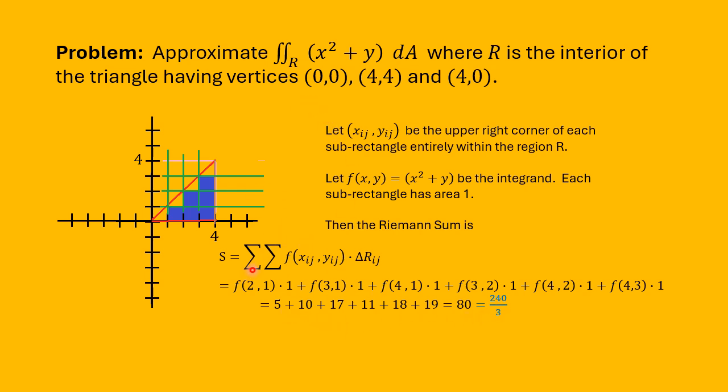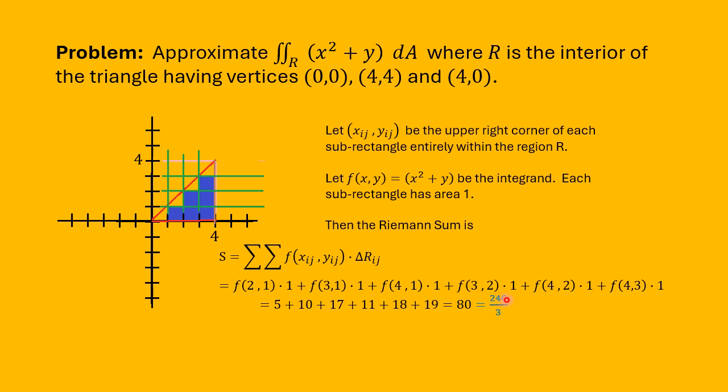Using the fact that f of x, y is x squared plus y, f of 2, 1 is 2 squared plus 1, which is 5. Multiplied by 1 is still 5. Similarly, f of 3, 1 times 1 is 10. f of 4, 1 times 1 is 17. f of 3, 2 times 1 is 11. f of 4, 2 times 1 is 18. f of 4, 3 times 1 is 19. And if you add all these together, you get 80, which happens to be, if you write it in terms of thirds, 240 thirds.